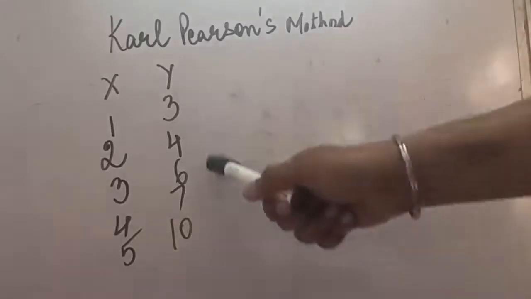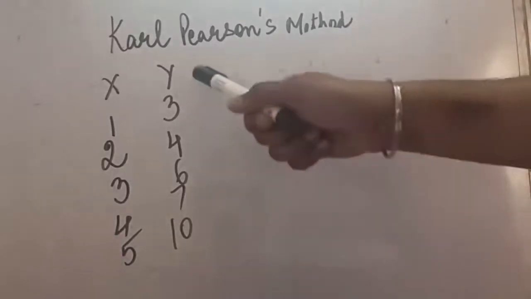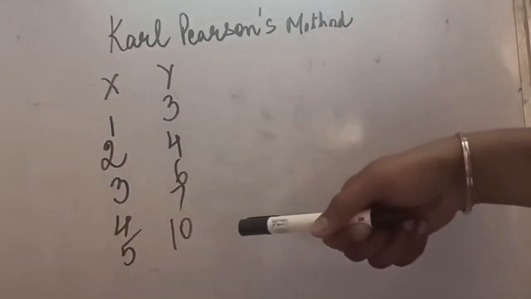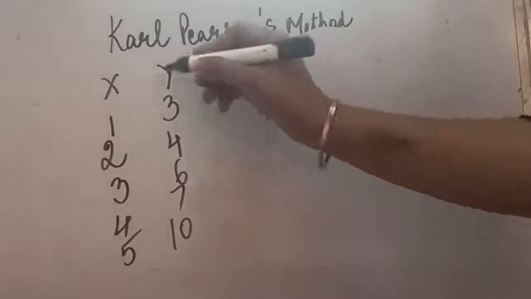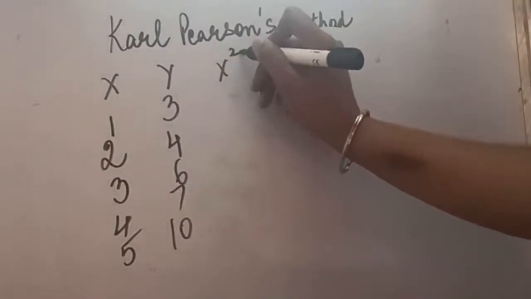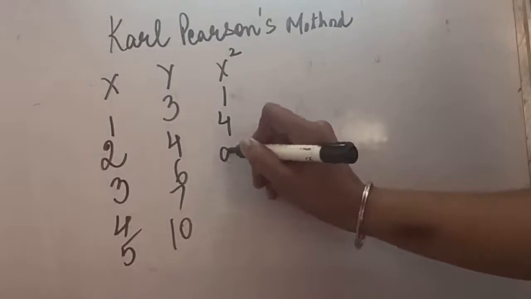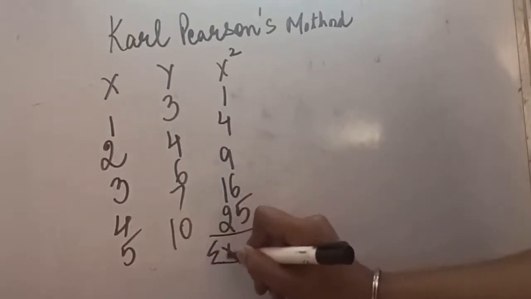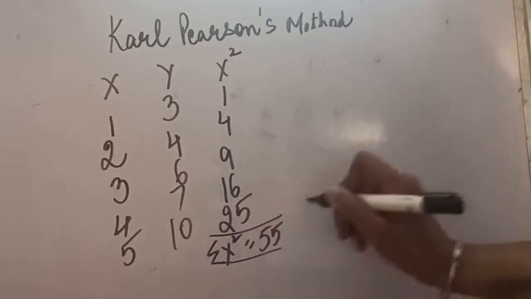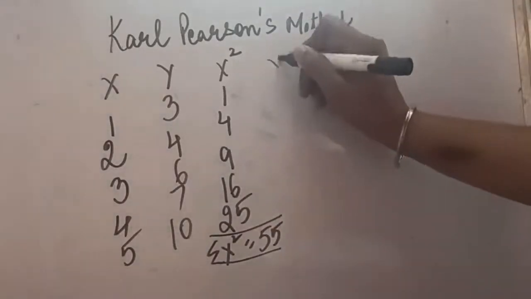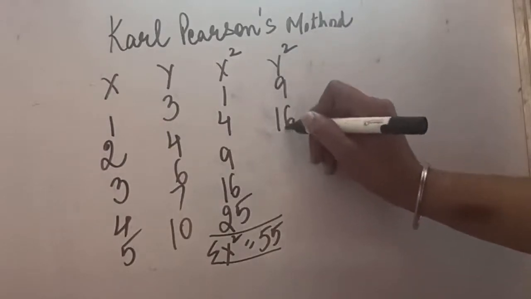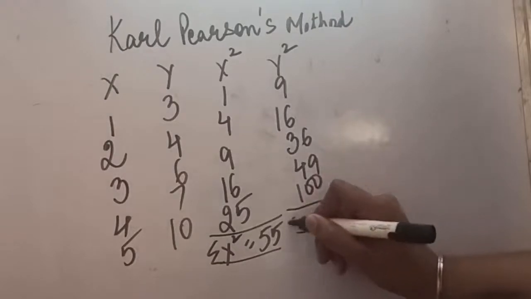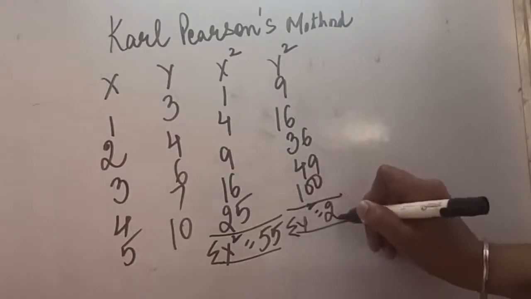Now this is one example where we can apply the direct method. As I told you, the direct method will be applied when values are very small. So here you can see the values are very small, so directly you can apply the direct method. For the direct method, we will first take x square, and adding this, it will be sigma x square as we will require it in the formula. Then you will calculate y square, and when you add this, it will be sigma y square.